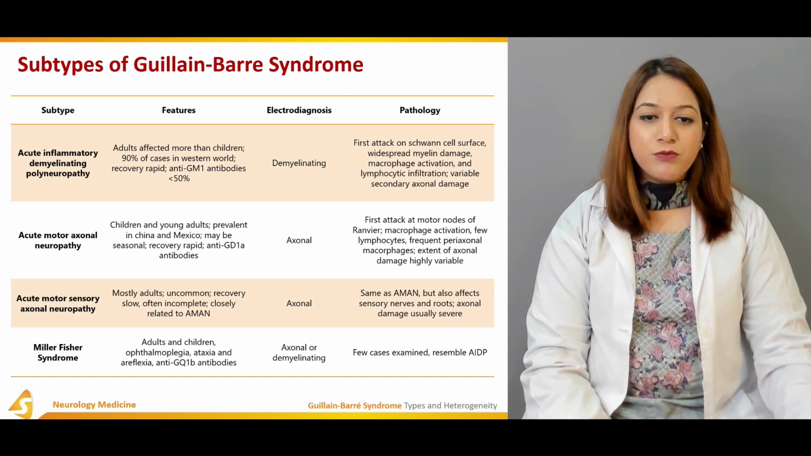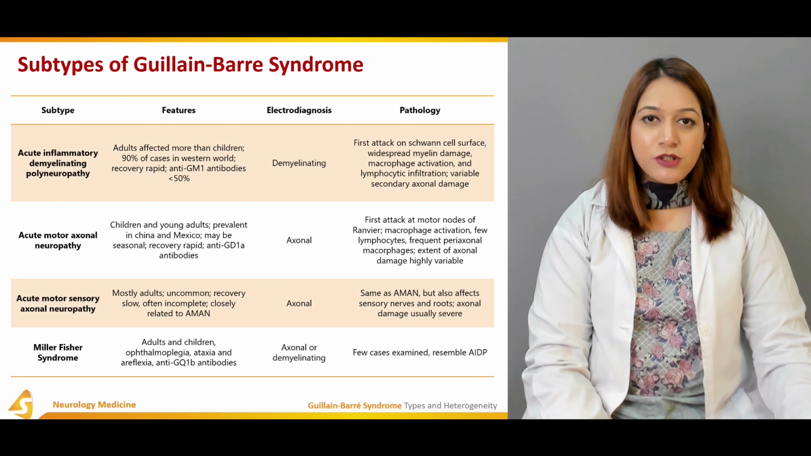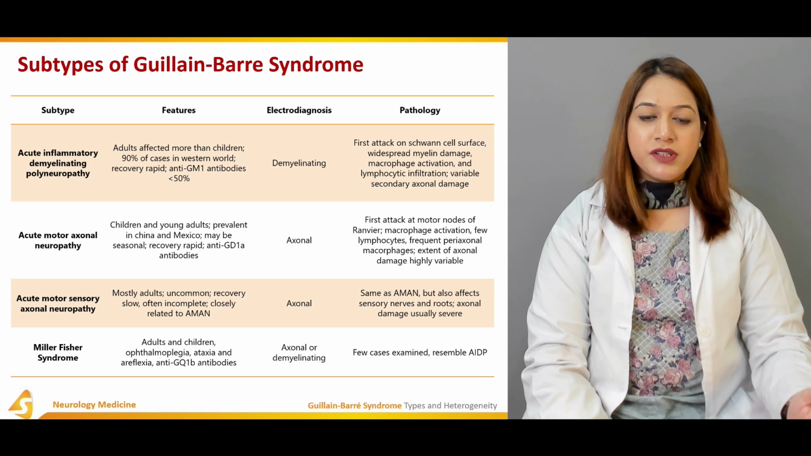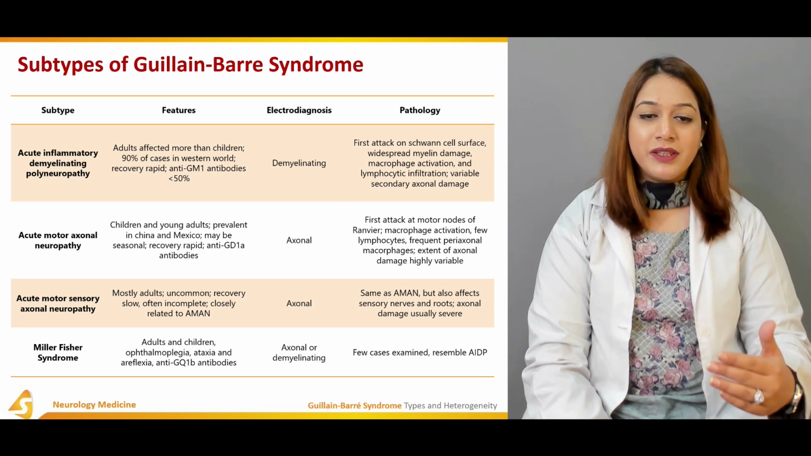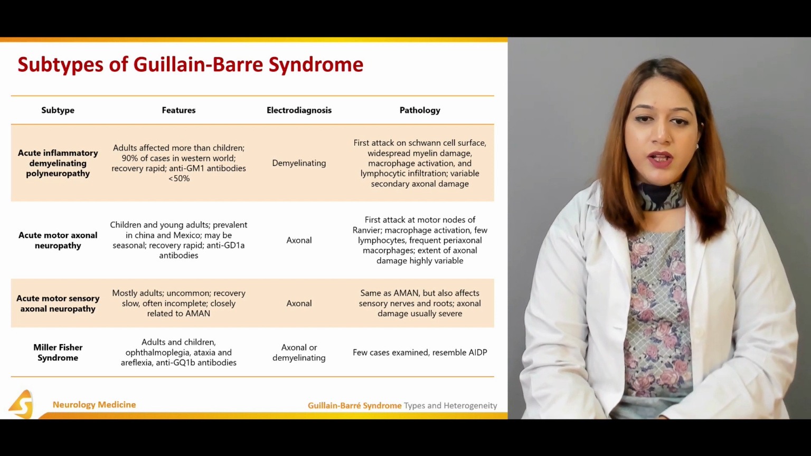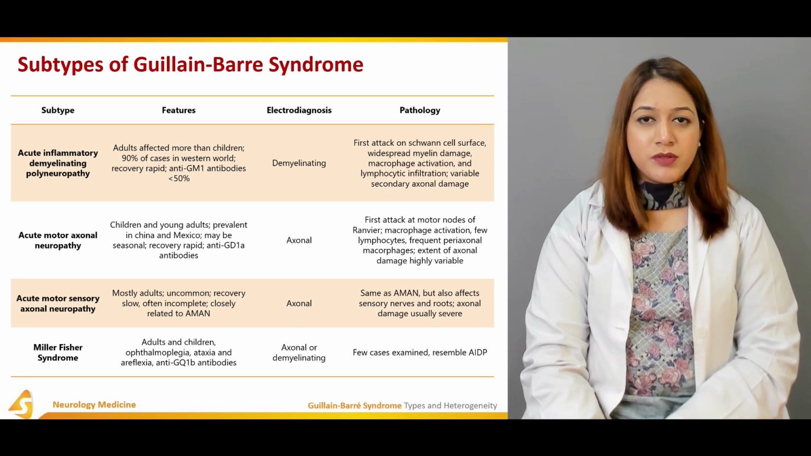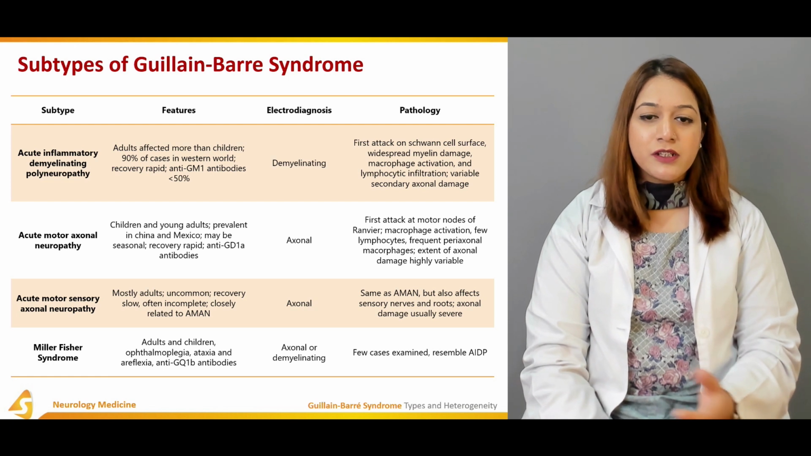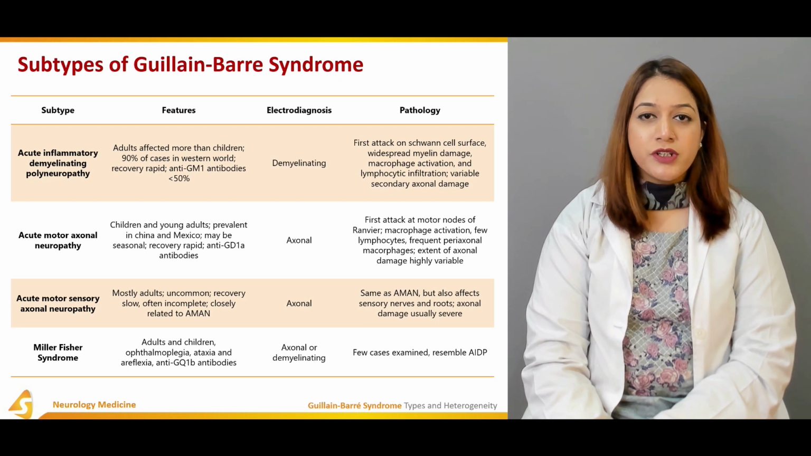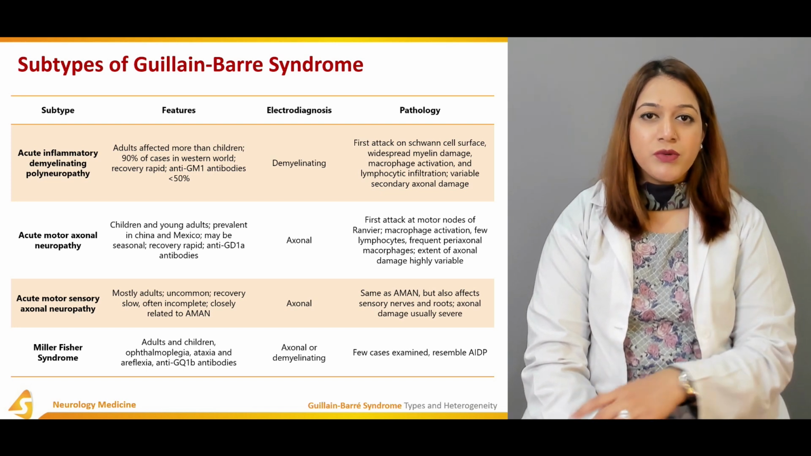The third type is acute motor sensory axonal neuropathy. It is also axonal in nature, and we differentiate these two axonal variants in that it occurs mostly in adults, whereas motor axonal neuropathy was occurring in children and young adults. The recovery is slow in this subtype. It is often incomplete, and clinically it is closely related to AMAN. The pathology is similar to that of acute motor axonal neuropathy, but the differentiating point is that it also affects the sensory nerves and roots, and axonal damage is usually severe in this type.